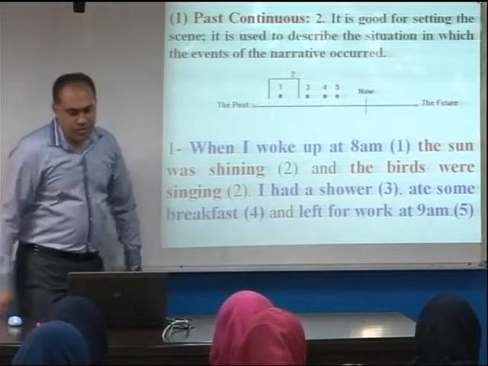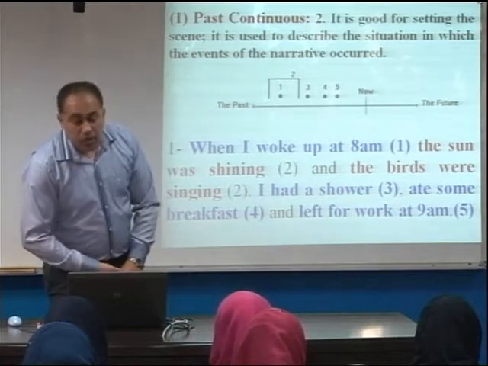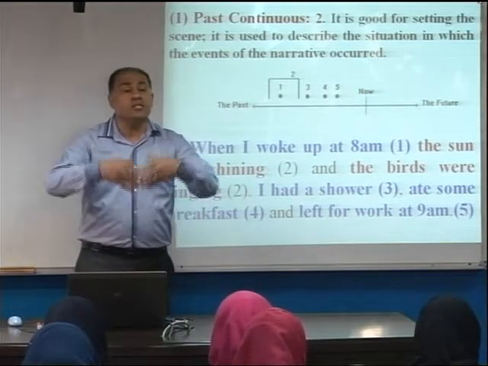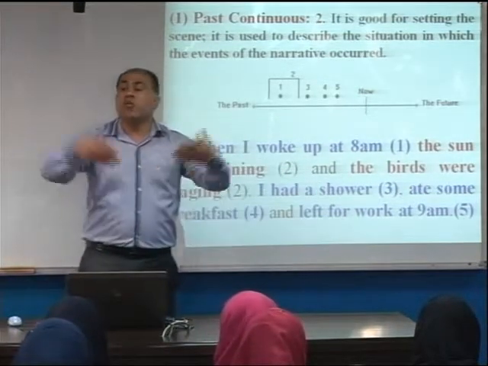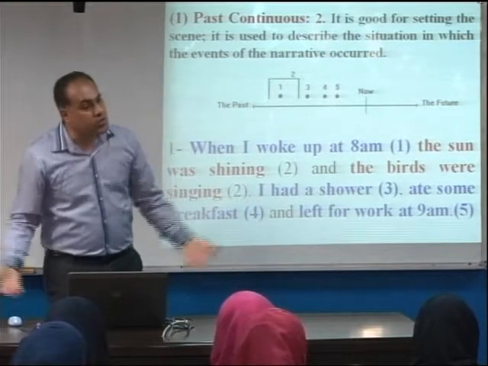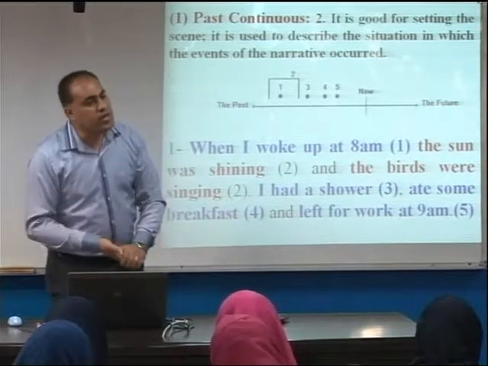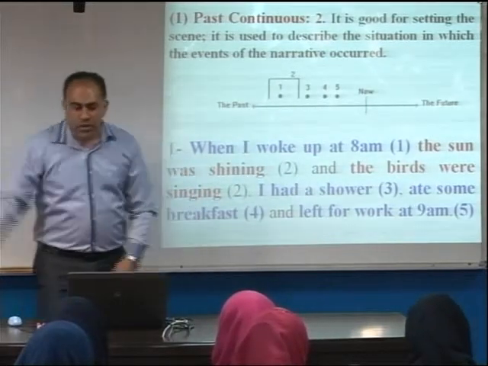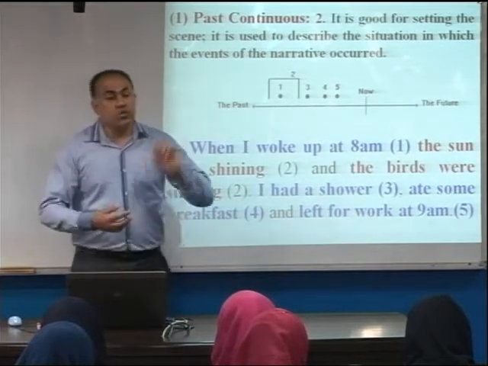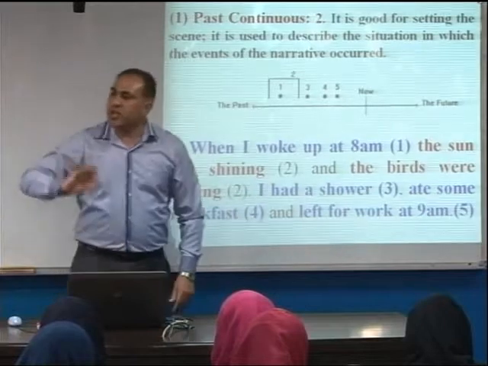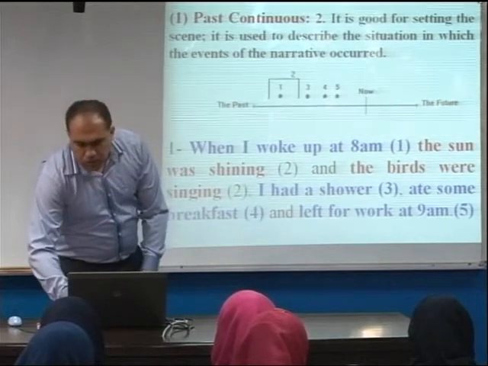Let's just consider this example. When I woke up at 8 a.m., what was happening? The sun was shining. What was the scene? The sun was shining, and the birds were singing. That was the scene, that was the situation. So I use the past continuous tense to describe the setting, that situation at that time. I had a shower, I ate some breakfast, and left for work at 9 a.m., and so on. So the second use of the past continuous, especially in narrative writing, is to set the scene.